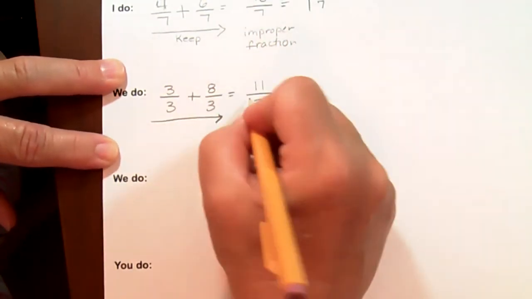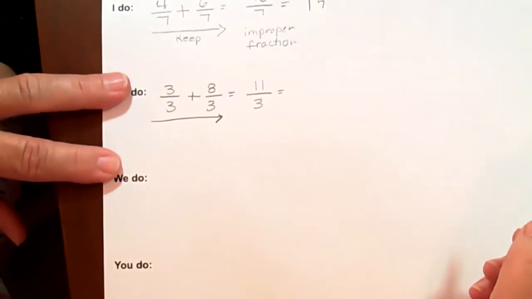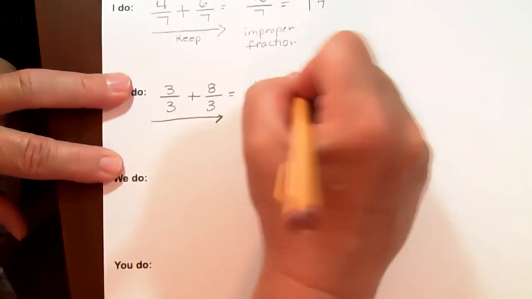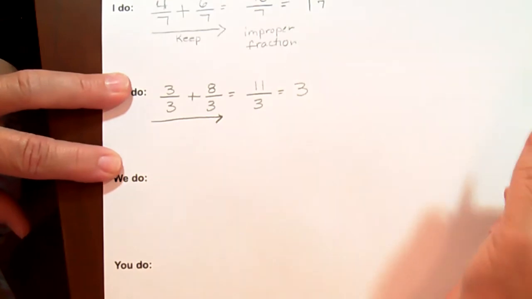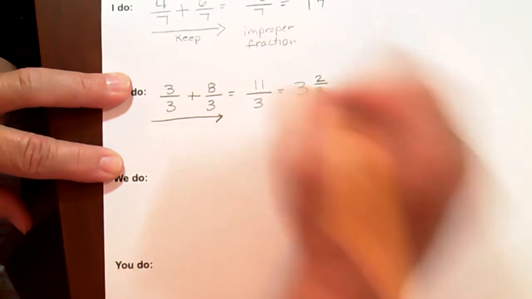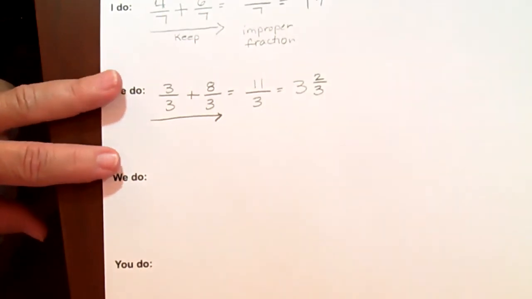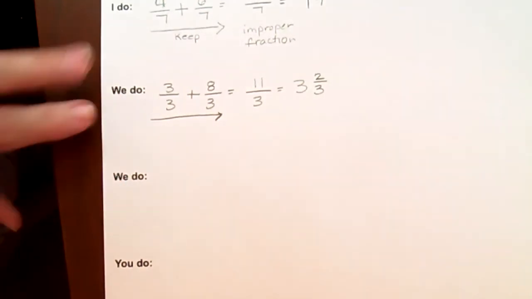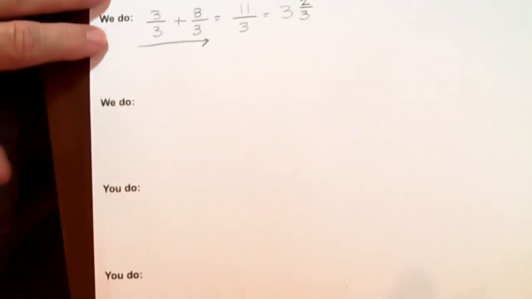So how many 3s are in 11? And that would be 3. And how many's left over? Because 3 times 3 is 9. That leaves 2/3 left over. Okay. We'll move it on up to the next one.